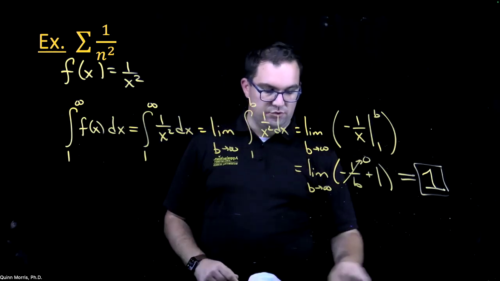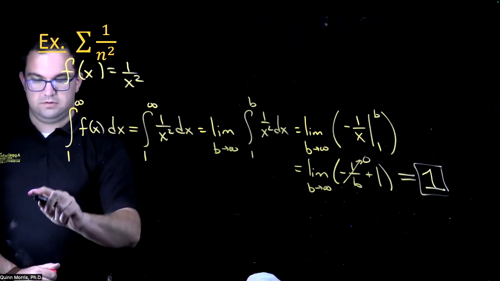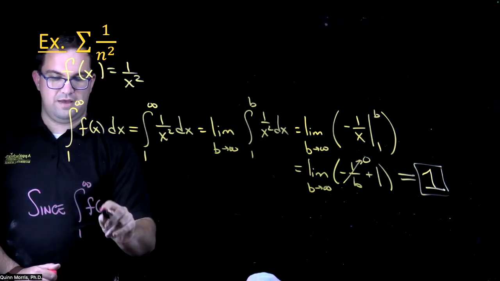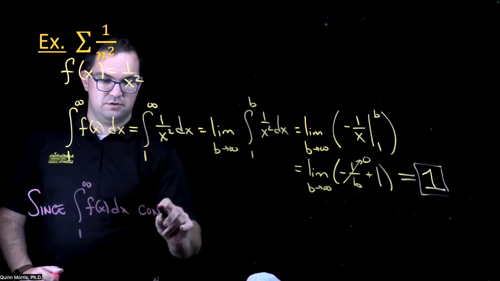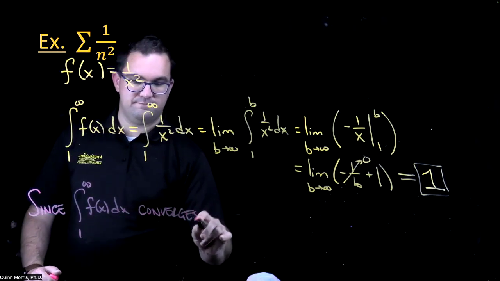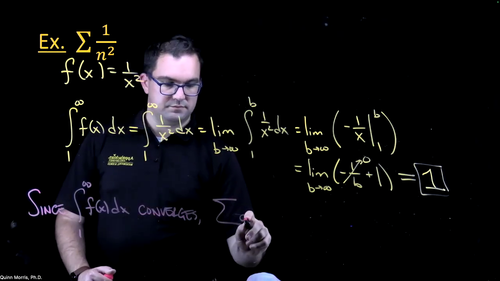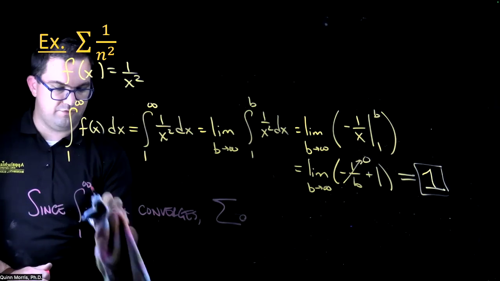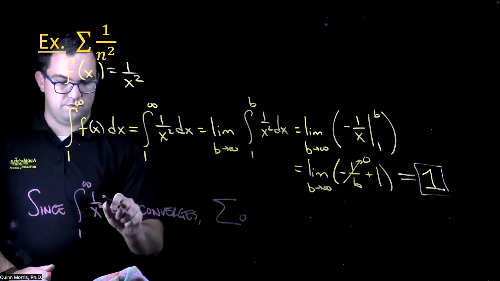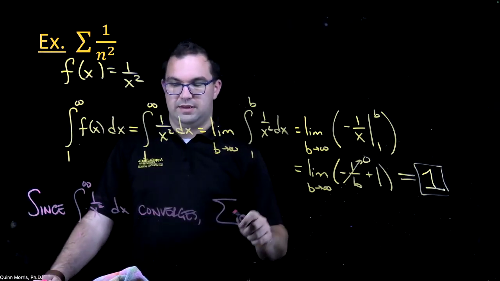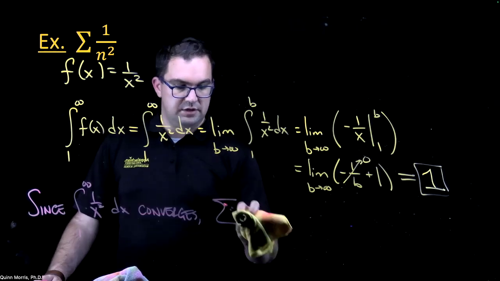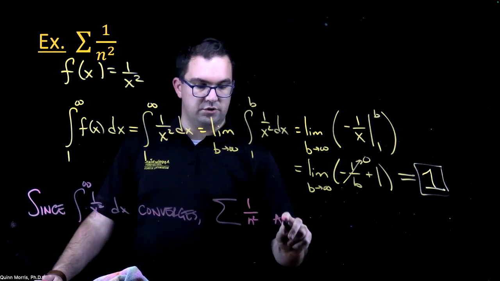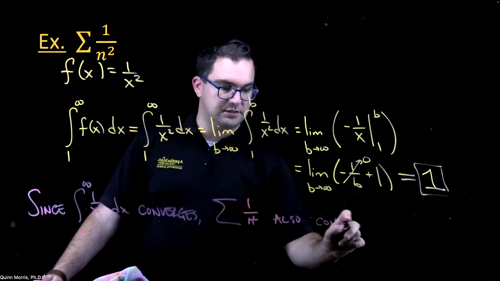And so since this integral from 1 to infinity of f of x dx converges, this series, and so maybe let me write this here with the actual function. So since the improper integral from 1 to infinity of 1 over x squared dx converges, then the sum of 1 over n squared also converges by the integral test.